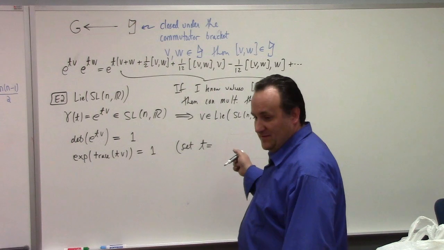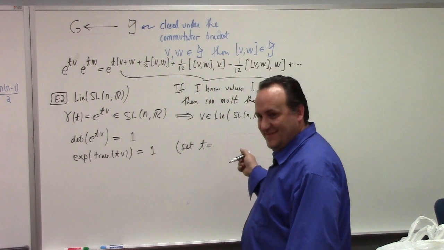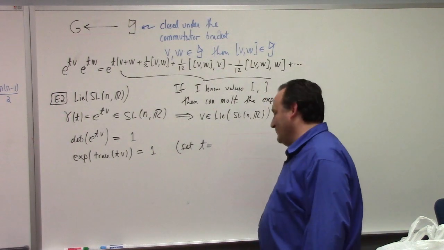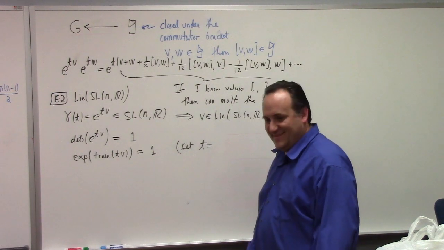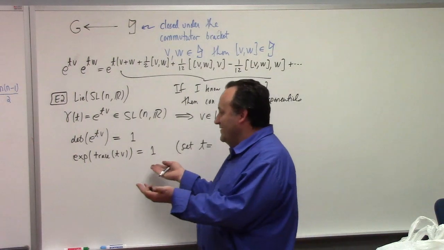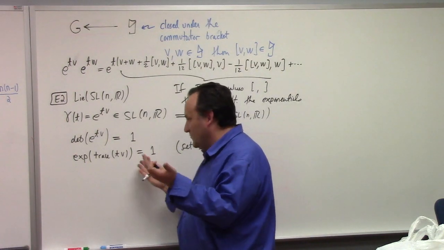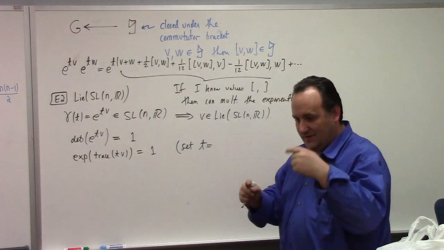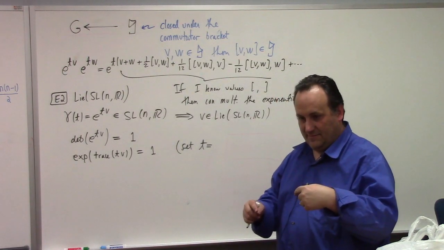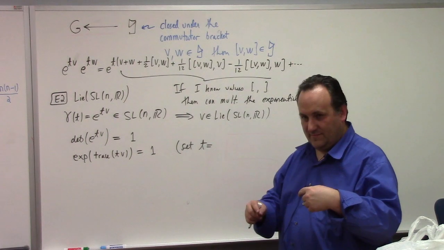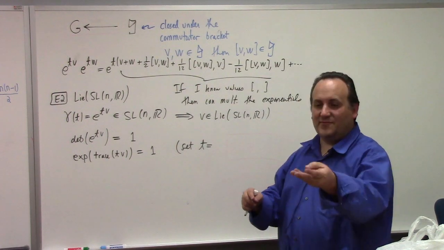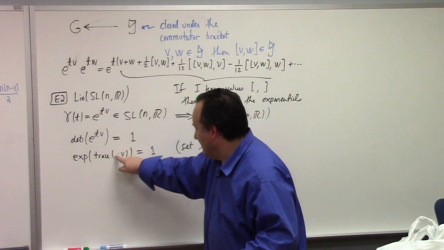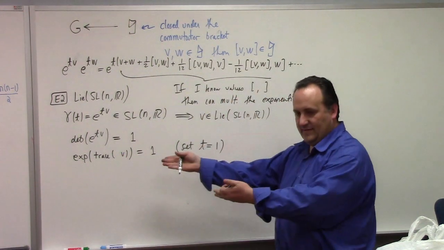But so did you guys figure out what t should be? There's two choices. I already ruled out 0. I mean, 0 is true, right? The exponential of 0 is 1. Yay, we've learned nothing about v, right? We're interested in v. t equals 1. That's what you want to do. Put t equal to 1. There we go.